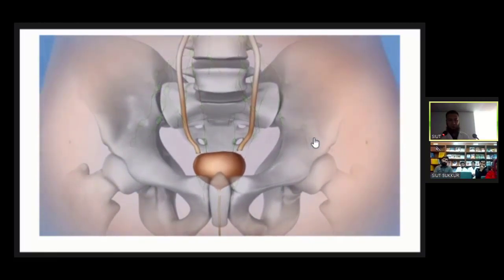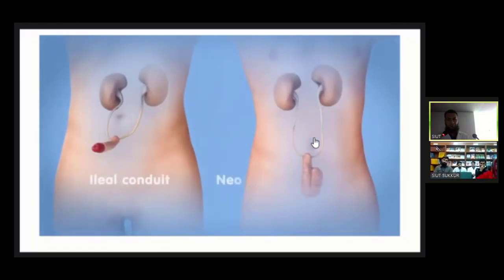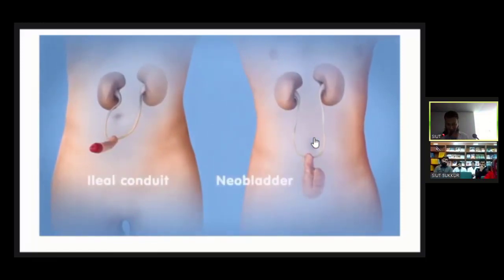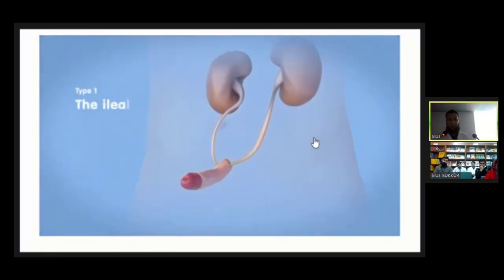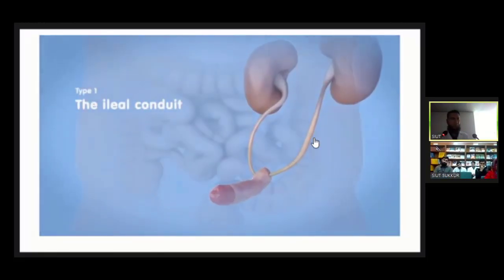Once the bladder is removed, the surgeon will need to make a new way for passing urine from the kidneys to the outside of your body. This animation shows the 2 most common ways to pass urine: the ileal conduit and the Neo Bladder. Type 1. The ileal conduit.